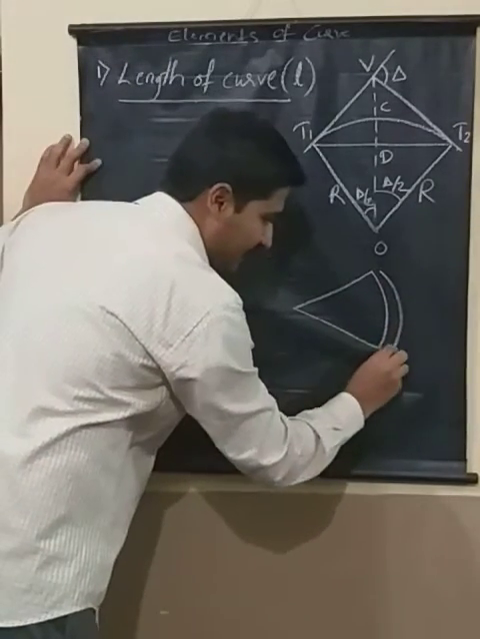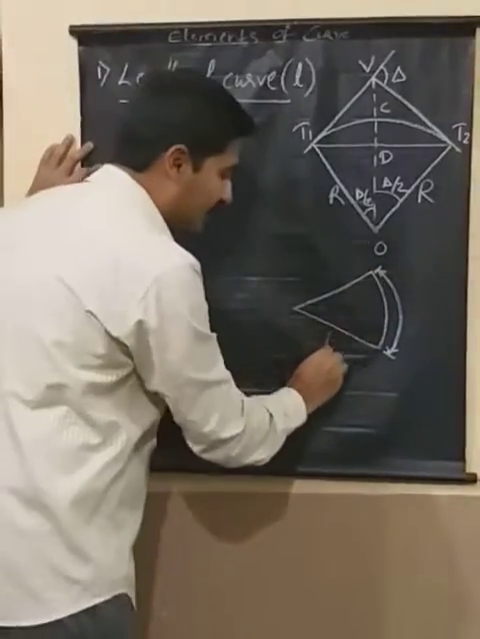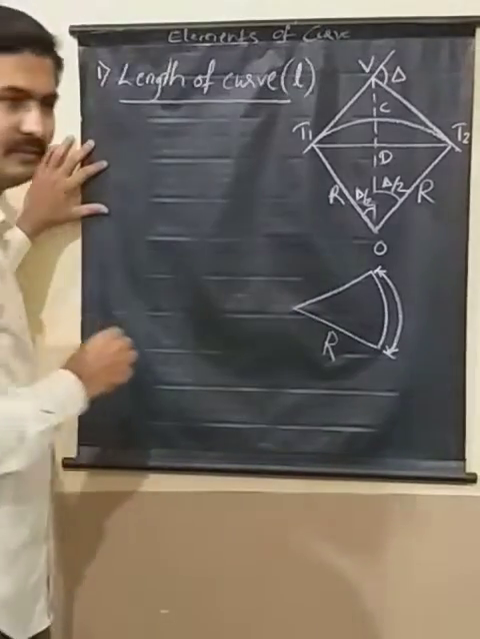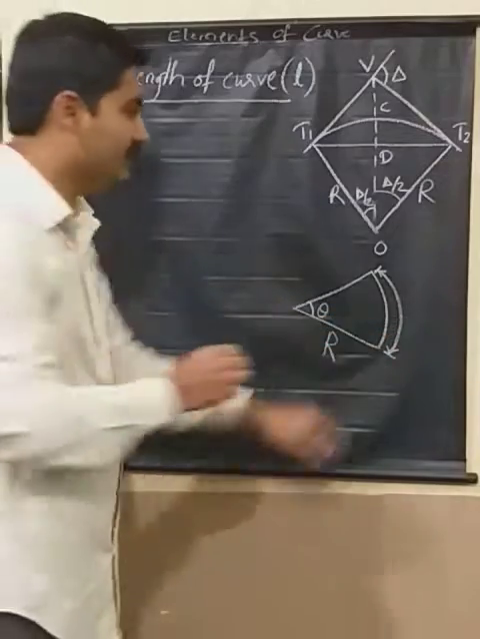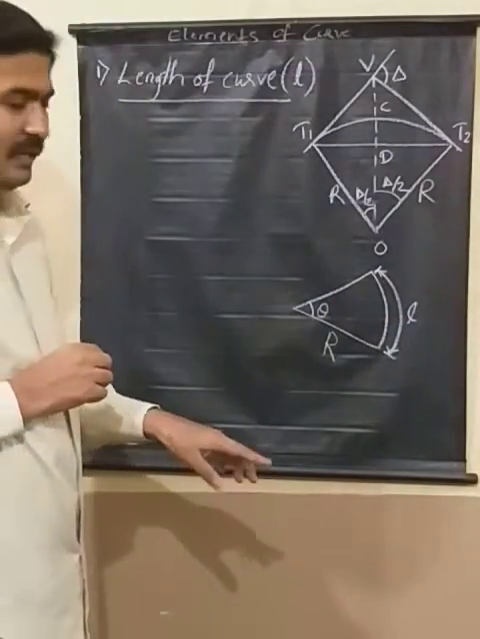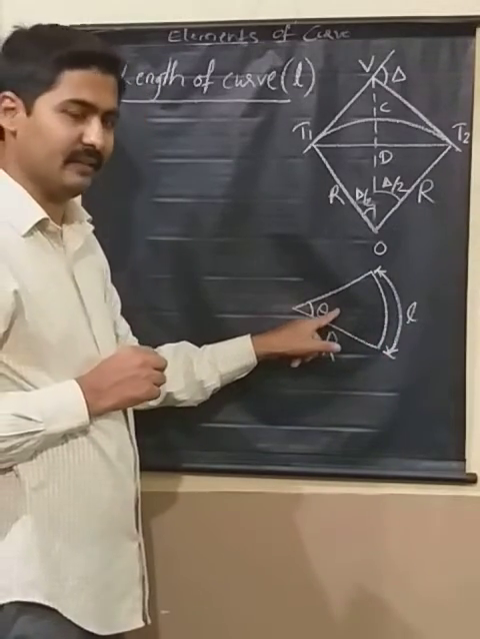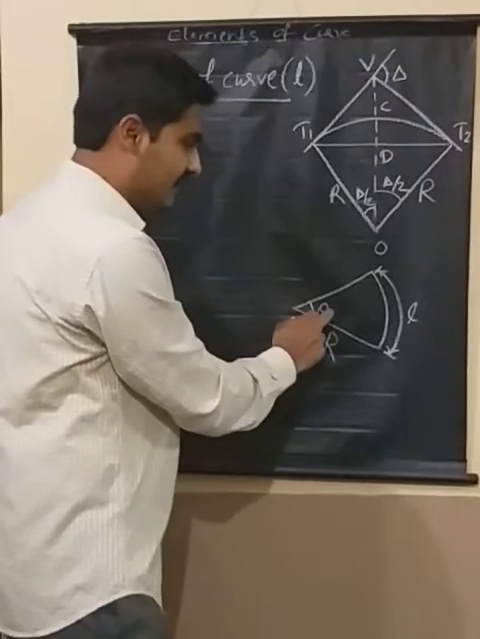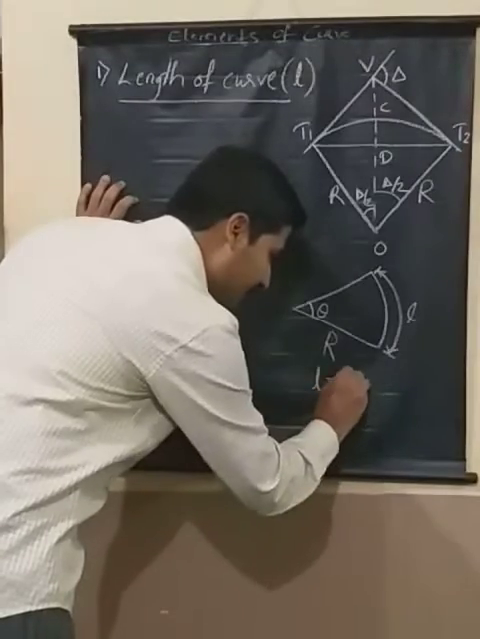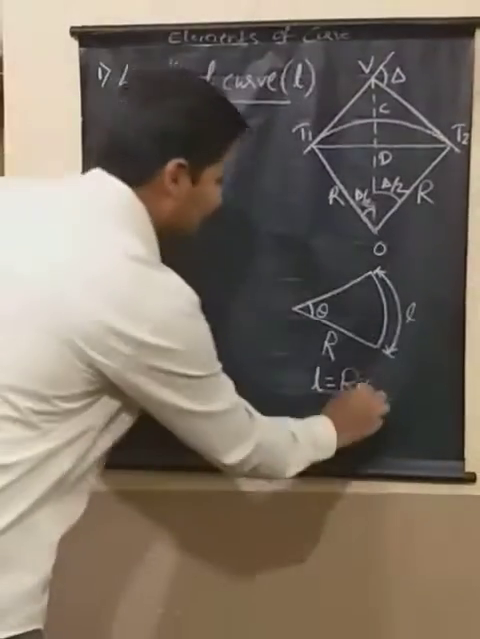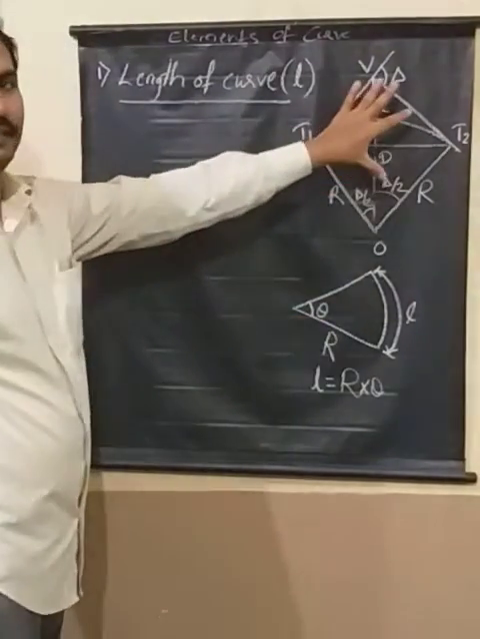If this is the length of the arc which I am supposed to find out, and I know the radius of the arc and the angle subtended at the center, then I can easily find the length of the arc by multiplying radius with the central angle. So L, that is length of arc, is equal to r into theta. Now the same technique I am going to use here.